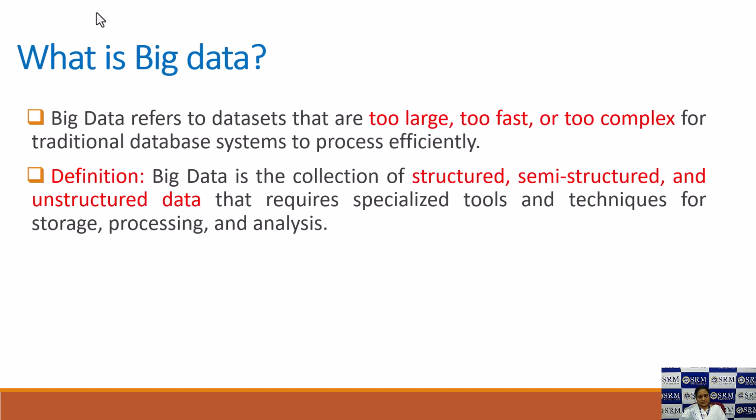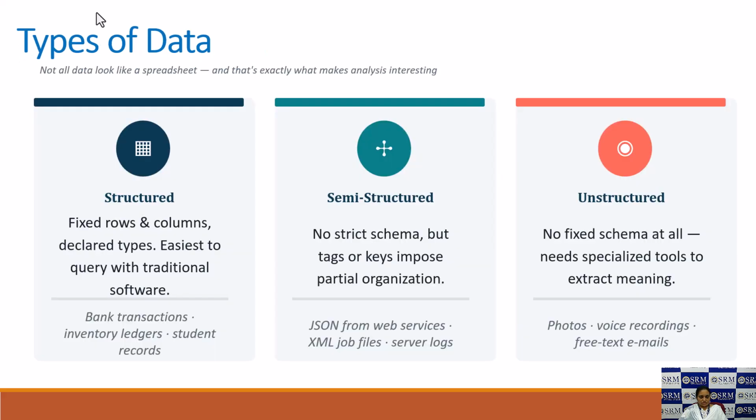So what is big data? Big data refers to data that is too large, too fast, too complex for handling. Big data is a collection of basically 3 types of data: structured, semi-structured and unstructured data. That requires specialized tools and techniques for storage, processing and analysis. Let us see an example for structured. Structured data has fixed rows and columns, declared types, and is easiest to query with traditional software, especially if you see Excel and CSV. Both of these are structured data.